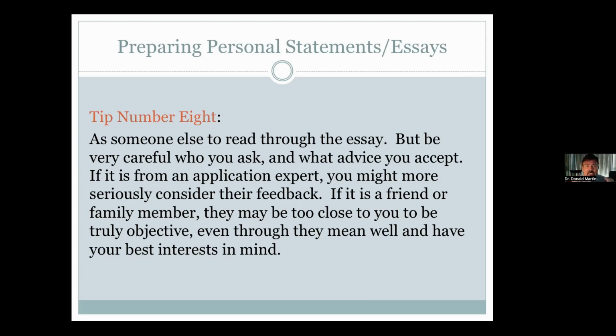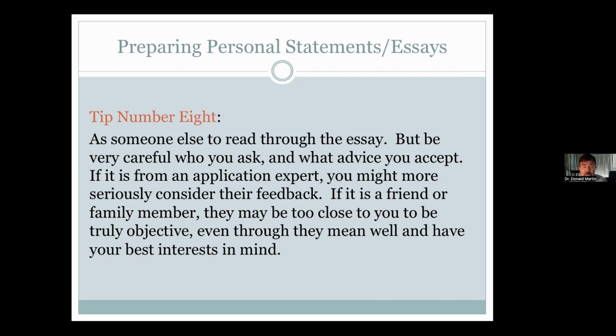You want to get expert opinion on your essay from someone, ideally, who is an expert in the field of admissions and evaluating essays and has done this for a while. They don't have to do it as long as I have. I'm not saying that no one can do this unless they've been in admissions for 40 years. No, but just be careful. Please be careful who you ask and the advice you accept.